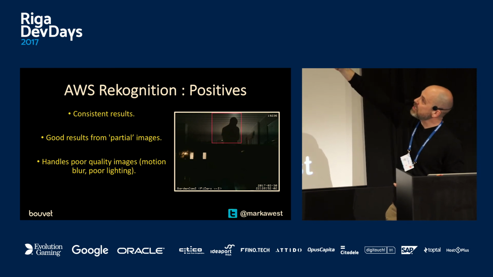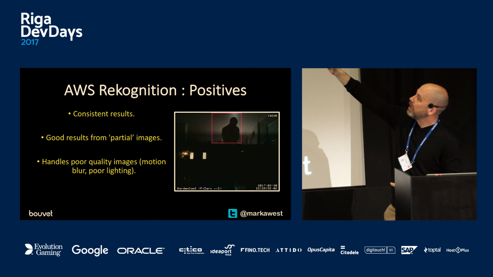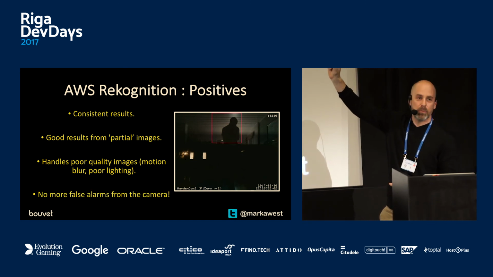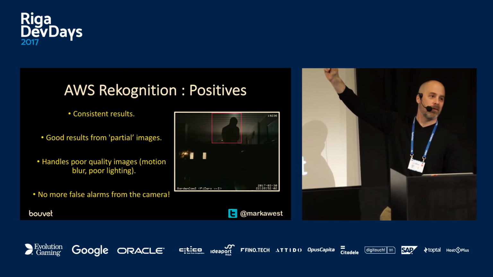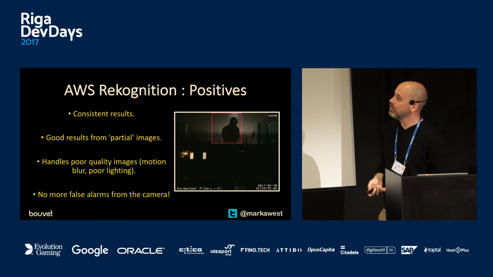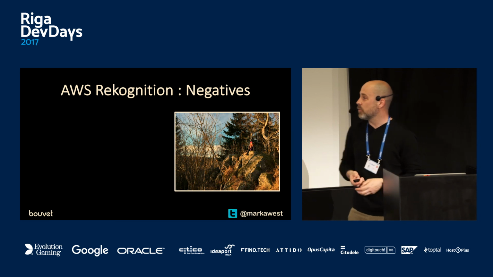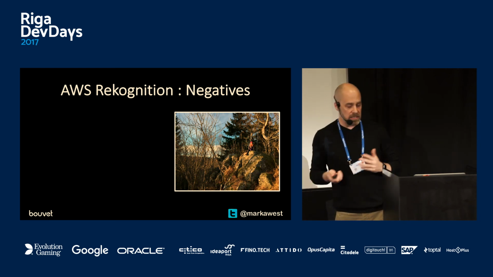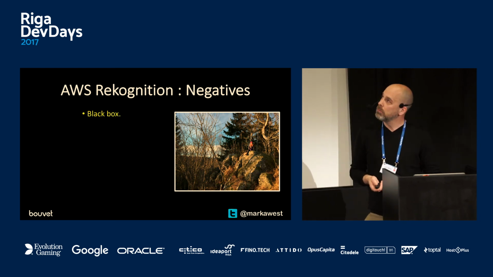This picture here is actually a reflection from my living room window when I was going to bed one night. And it actually said that was a person with a 99.14% confidence score, which I think is pretty cool. And I don't get any false alarms from the camera. So on that side, I think Recognition works pretty well.